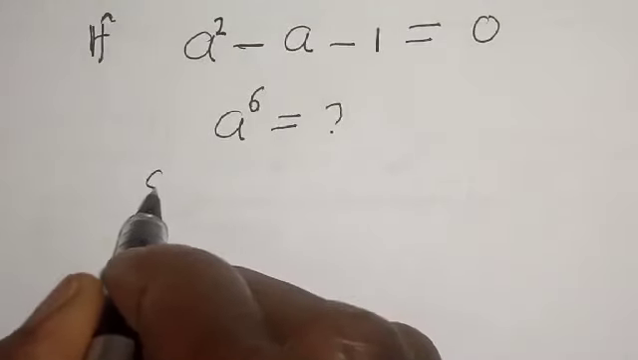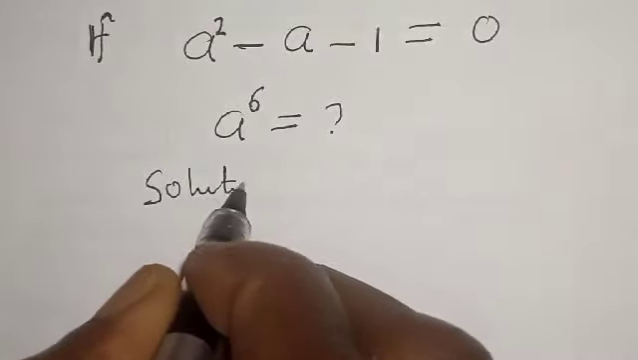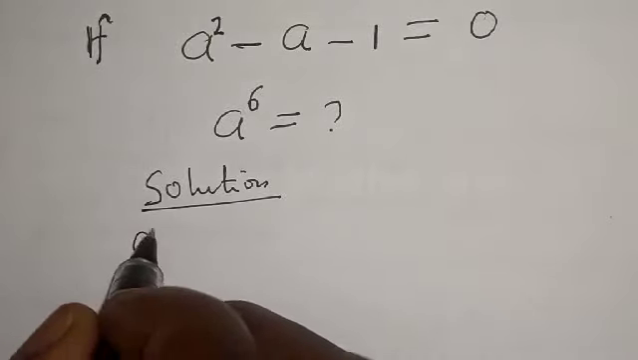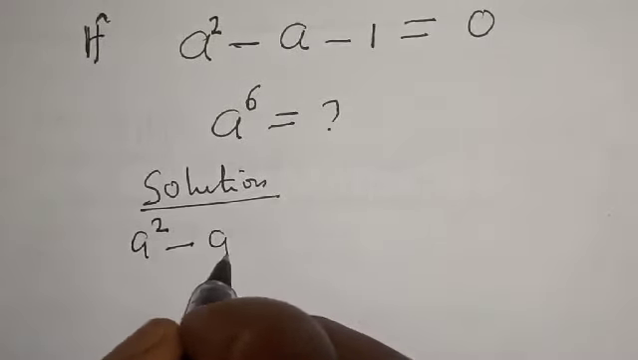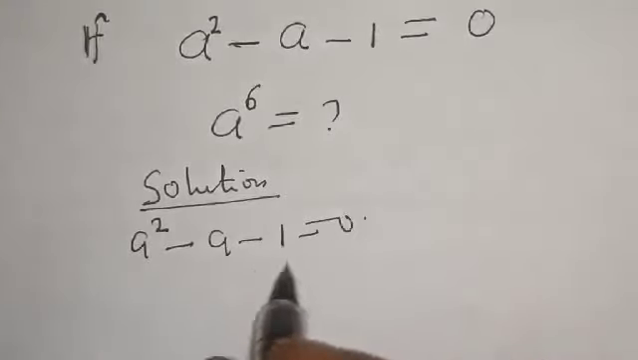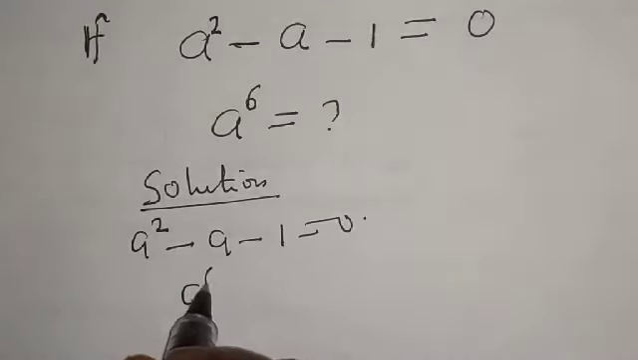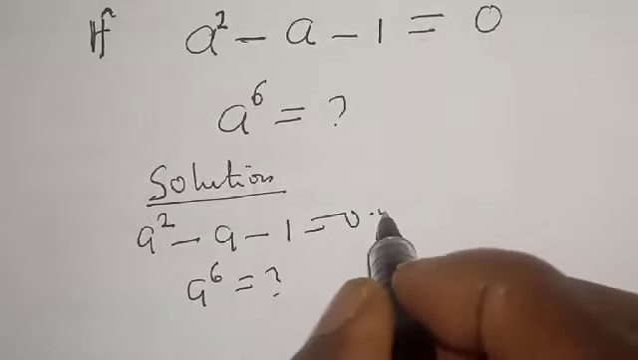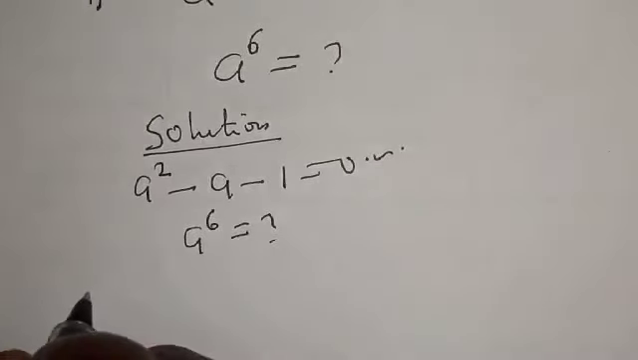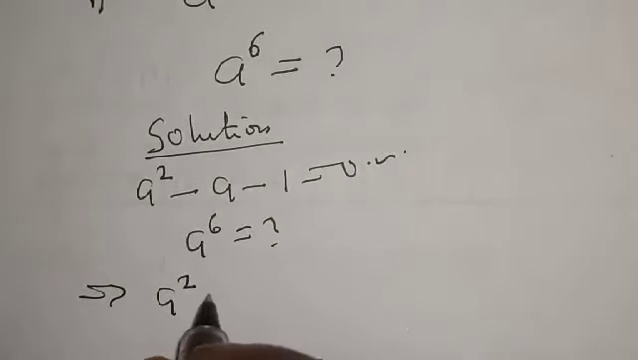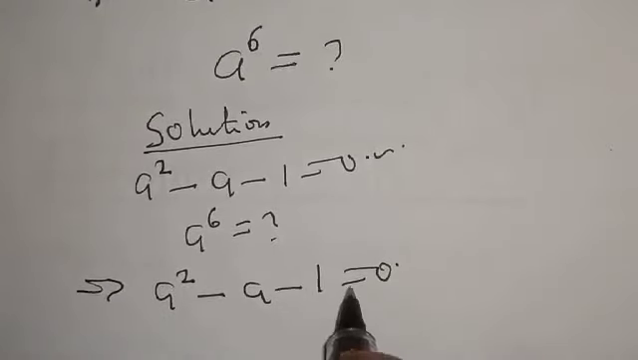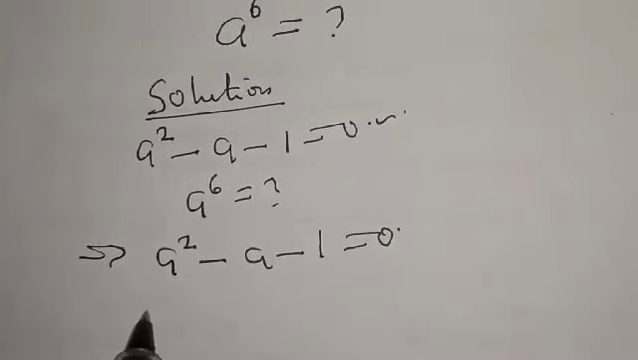Solution. We have a squared minus a minus 1 equal to 0. Then a raised to power 6 is unknown. This is a quadratic equation. This implies that we have a squared minus a minus 1 equal to 0. Then let's use the quadratic general formula.